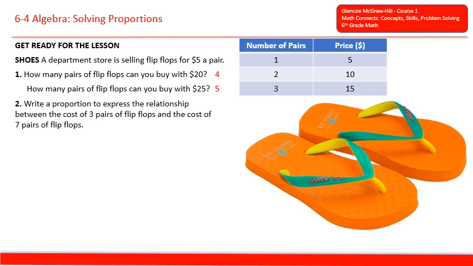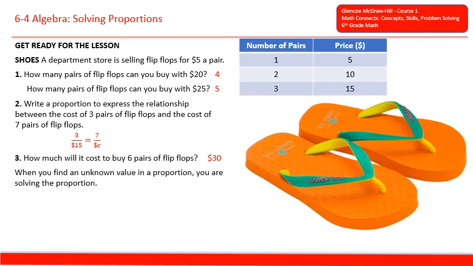Write a proportion to express the relationship between the cost of 3 pairs of flip-flops and the cost of 7 pairs of flip-flops. So if 3 pairs cost $15, we can say that 7 equals C dollars. How much will it cost to buy 6 pairs of flip-flops? $30.